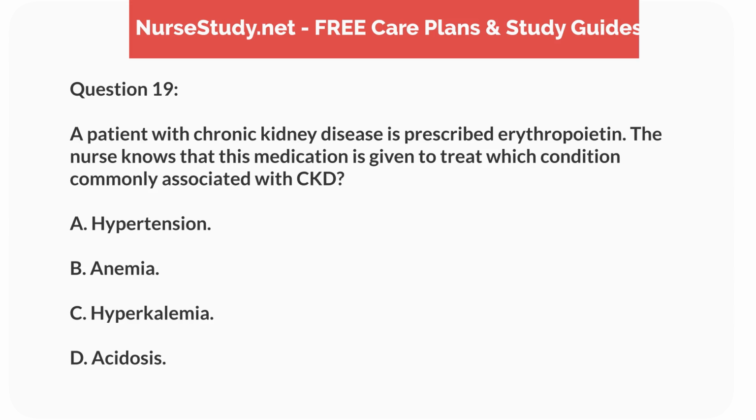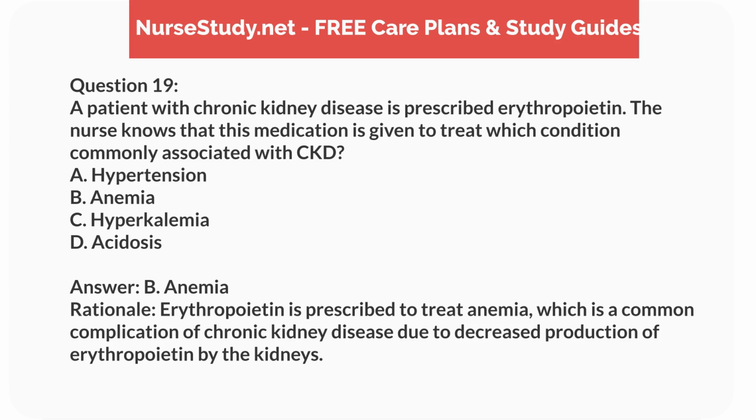Question 19. A patient with chronic kidney disease is prescribed erythropoietin. The nurse knows that this medication is given to treat which condition commonly associated with CKD? A. Hypertension. B. Anemia. C. Hyperkalemia. D. Acidosis. Answer: B. Anemia. Rationale: erythropoietin is prescribed to treat anemia, which is a common complication of chronic kidney disease due to decreased production of erythropoietin by the kidneys.